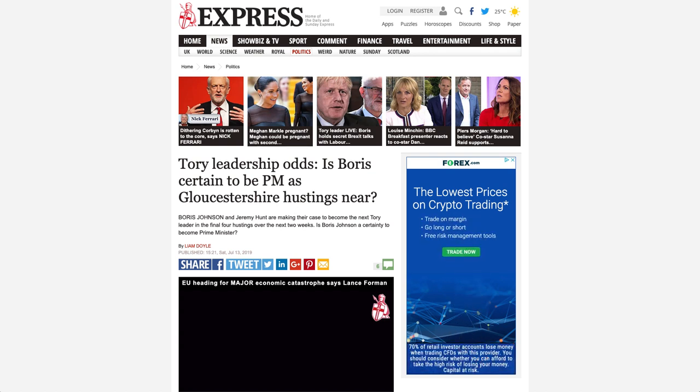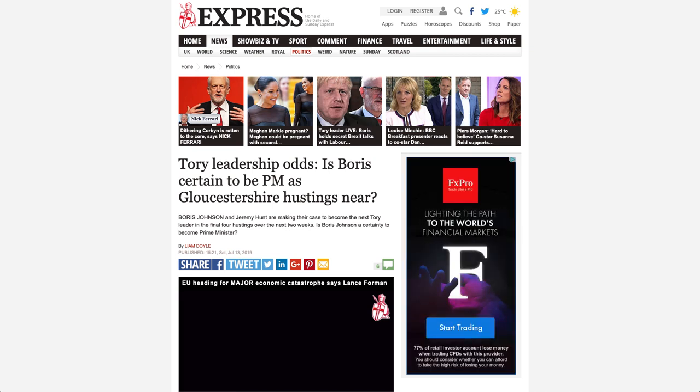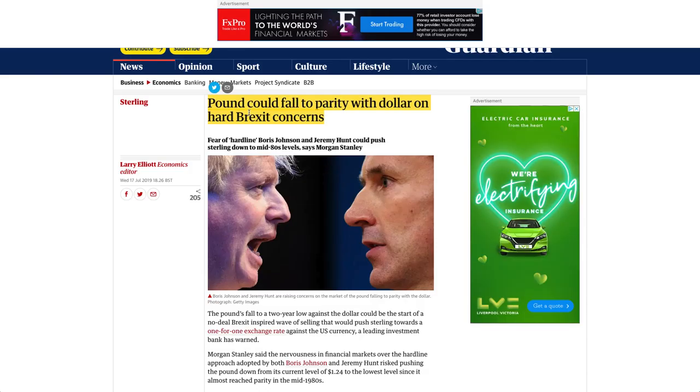Now, there was a problem because Boris Johnson has been saying that he wants a hard Brexit or a no-deal Brexit. He's more likely to take Britain out with a no-deal Brexit, which isn't good for the market. The market wants a Brexit deal. So the pound has been weakening. And even in the lead up, the pound could fall to parity with the dollar on hard Brexit concerns. The fear of hardline Boris and Jeremy Hunt could push sterling down to the mid-80s, says Morgan Stanley.